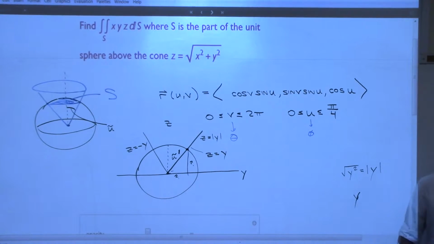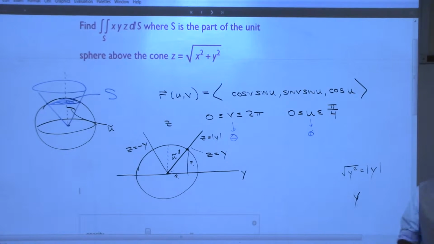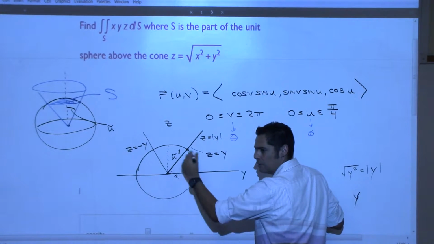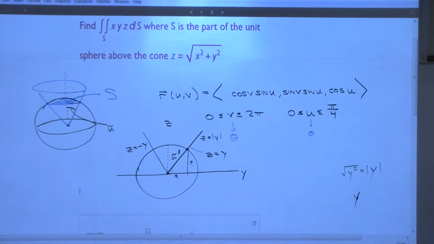Do you understand? Had they given you a different cone equation, you would have to go through this same process and try and figure out what that angle was. And it may not be so easy. You might actually have to determine, using like trig, sine, cosine, arctangent, maybe to get an angle.